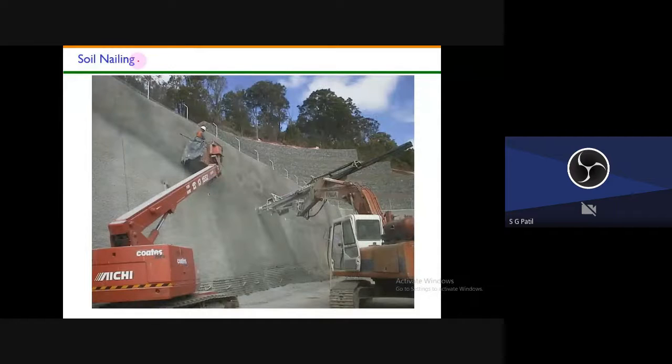Soil nailing, I talked about. I have shown some pictures on soil nailing. This is also a kind of retaining wall. To give some extra support, we drill a hole, insert some nails, and then grout that place, so that the entire retaining wall gets more factor of safety against any lateral movement of the soil.